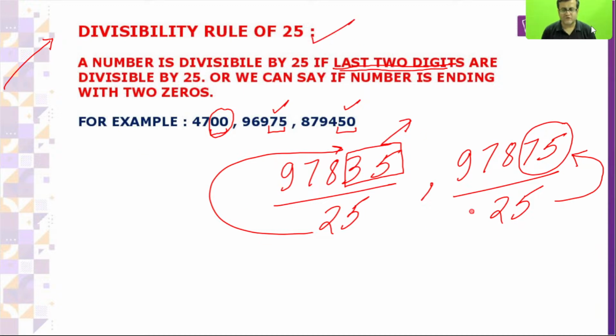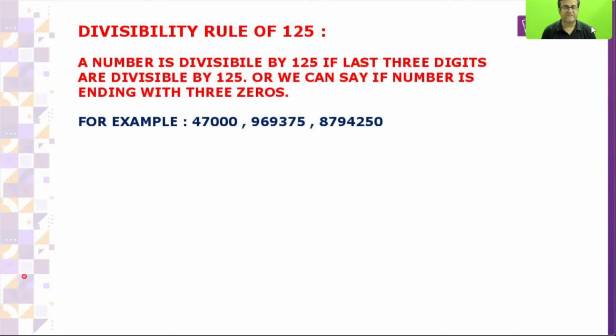In case of 5, in case of 25, in case of 125, if the last three digits are divisible by 125, or the last three digits are three zeros. So this is 375, this is 250, this is three zeros. Every number in the given example is divisible. Last three digits are three zeros, 375, 250, so the number is exactly divisible by 125.